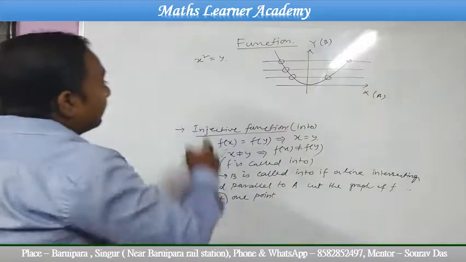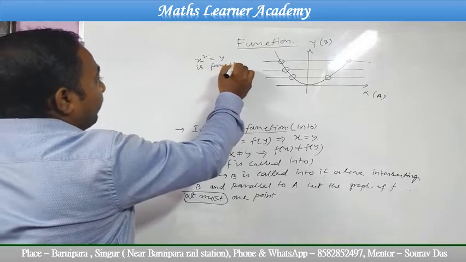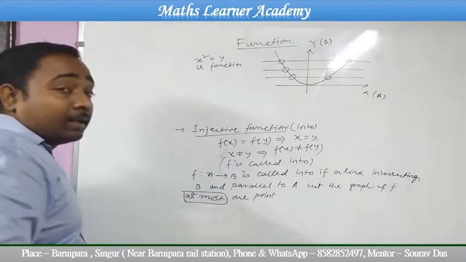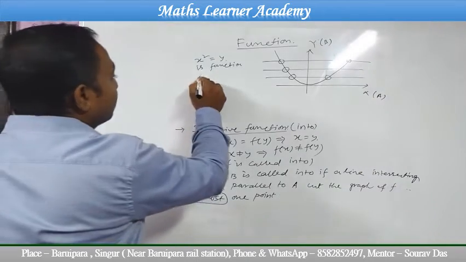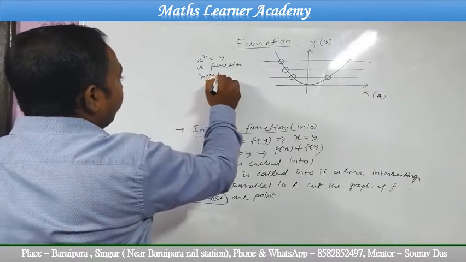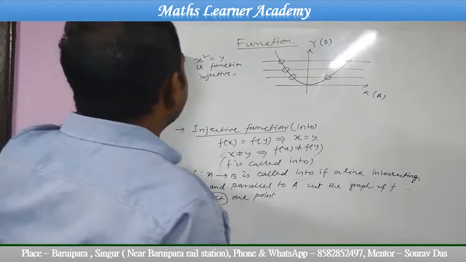So that's why this is a function, because it fulfills the condition of a function, but it will not be an injective function. So this is not injective, right? So x square is not injective.